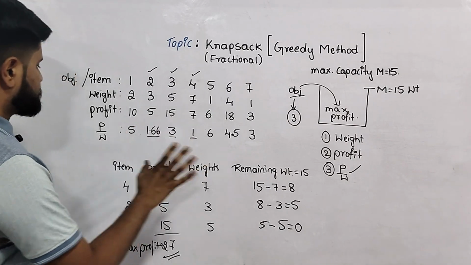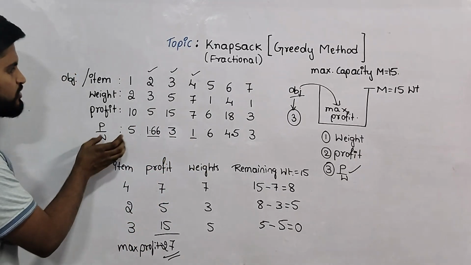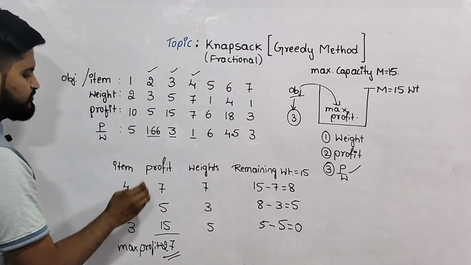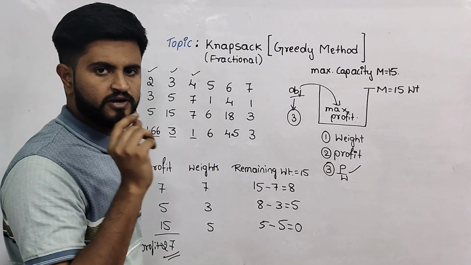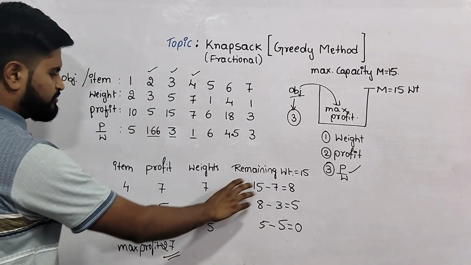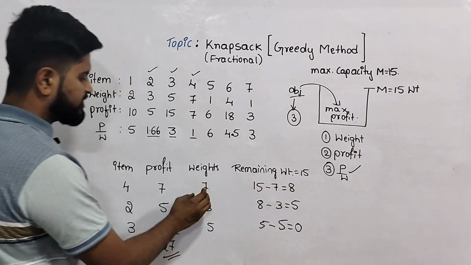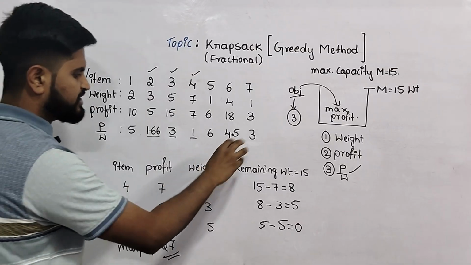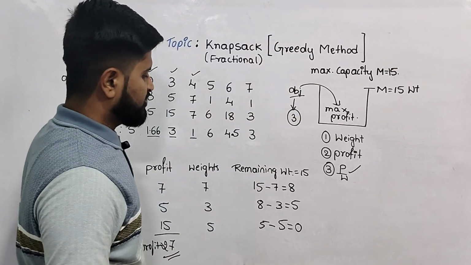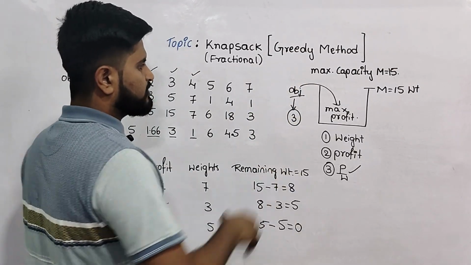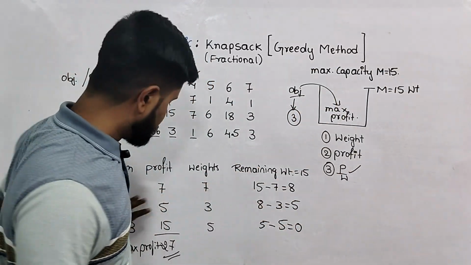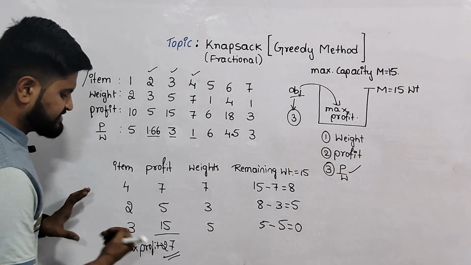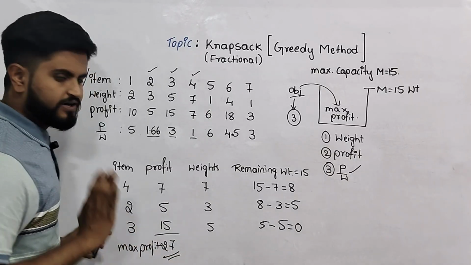What we must do: first, let's find the profit by weight ratio of each and every item, and we must take the item which has the least profit by weight ratio. We will be decreasing the remaining weight according to the weight of the object we inserted into that container. After the maximum capacity has been reached, we will stop inserting the items and calculate the maximum profit. That will be the final answer.